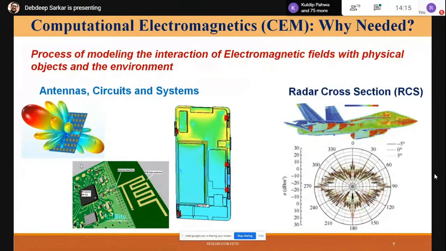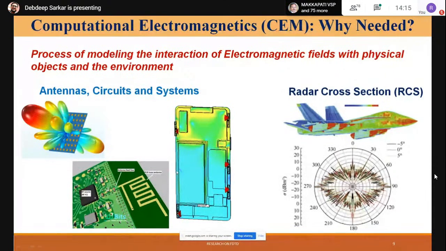To do this kind of simulation, you need to model these large arrays and the currents in the various antenna elements, and from that you can calculate the radiation pattern. This is mostly from a base station kind of perspective.